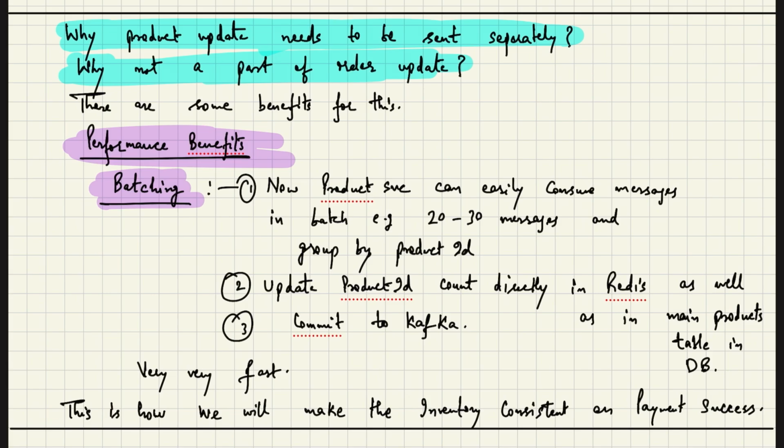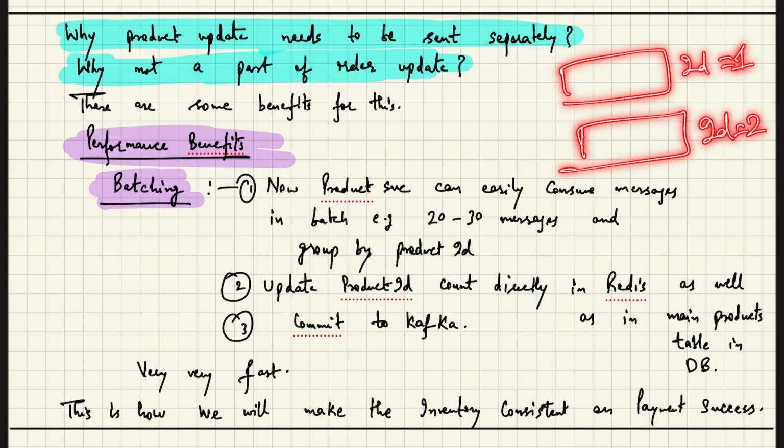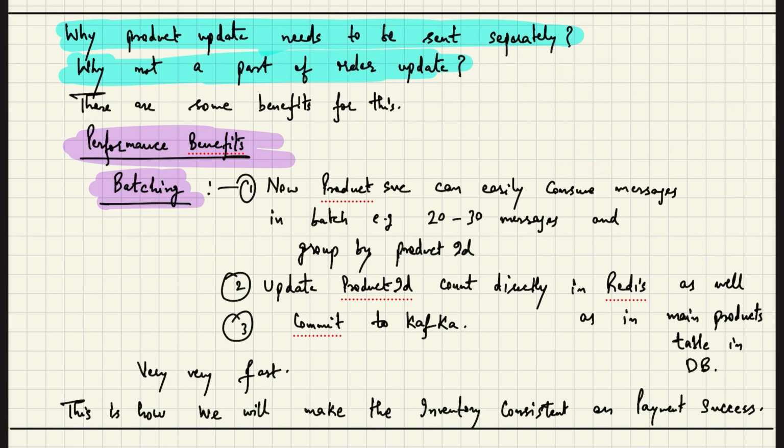For example, we have already sent the partition key by product ID. Now we know that a particular broker would be receiving product ID 1, and another particular broker is receiving product ID 2. Now the product service can simply consume all these messages in one go, because it is sure that messages with ID 1 would be sent to the same broker, right? So the product service can easily consume the messages in batches, for example, 20 to 30 messages. This can also be configured, grouped by product ID.